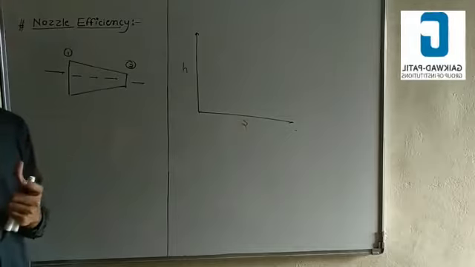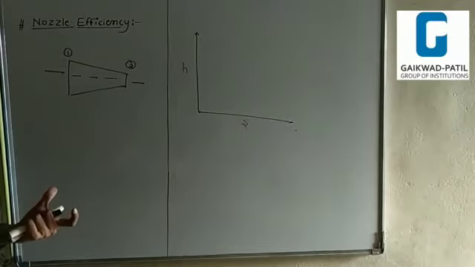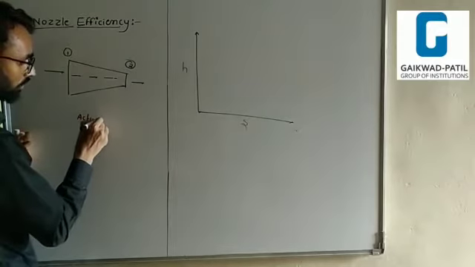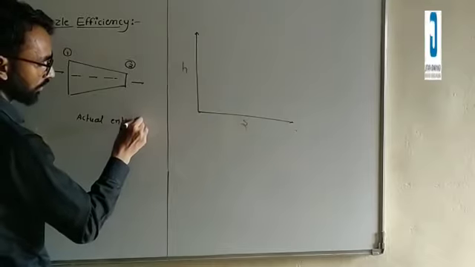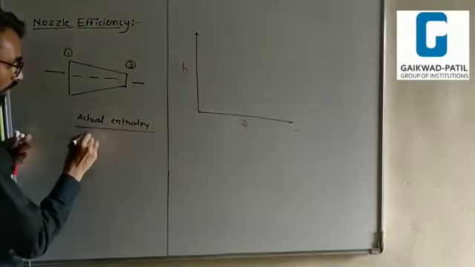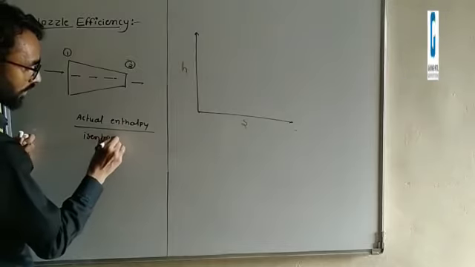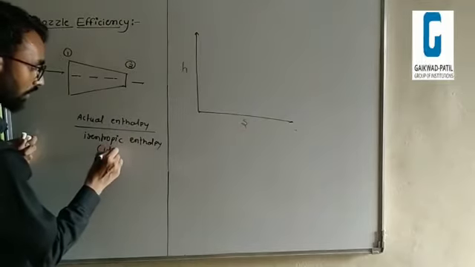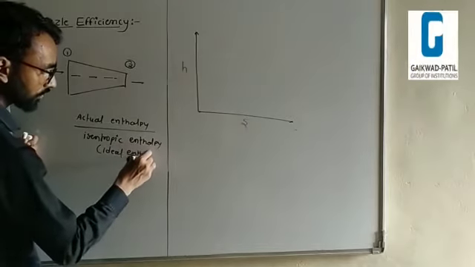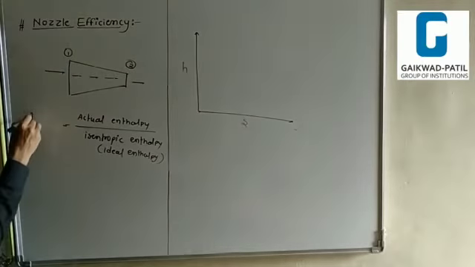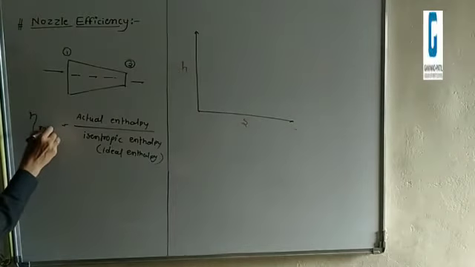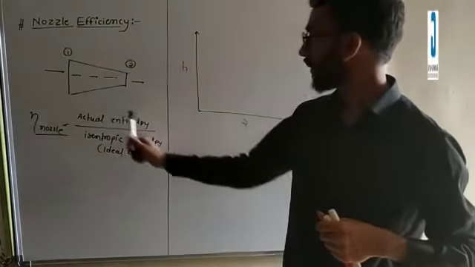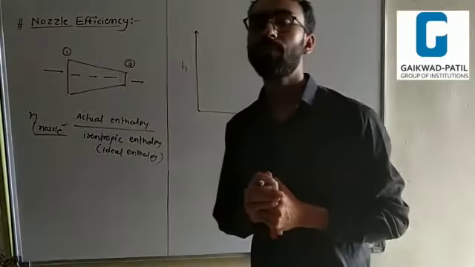The nozzle efficiency is the ratio of the actual enthalpy drop to the isentropic enthalpy drop, or ideal enthalpy drop. The actual enthalpy means this one is the actual enthalpy. And this is the isentropic enthalpy or ideal enthalpy. Right? This is the efficiency of the nozzle. The efficiency of the nozzle is the actual enthalpy drop to the isentropic enthalpy drop.